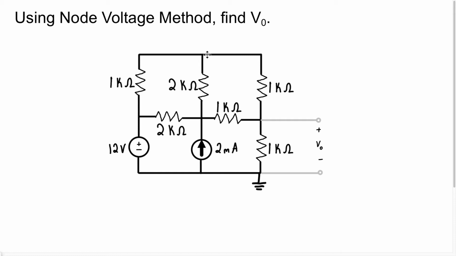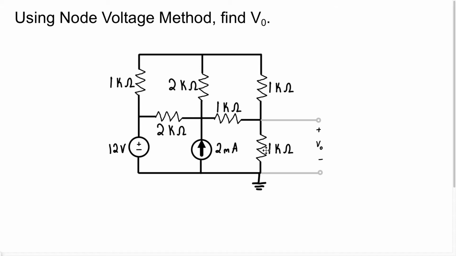In this video, we're going to use the node voltage method to find the voltage VO, which is the voltage across this 1K resistor. Now we should know by now, anytime we're using the node voltage method, the very first thing we want to do is to identify the essential nodes.